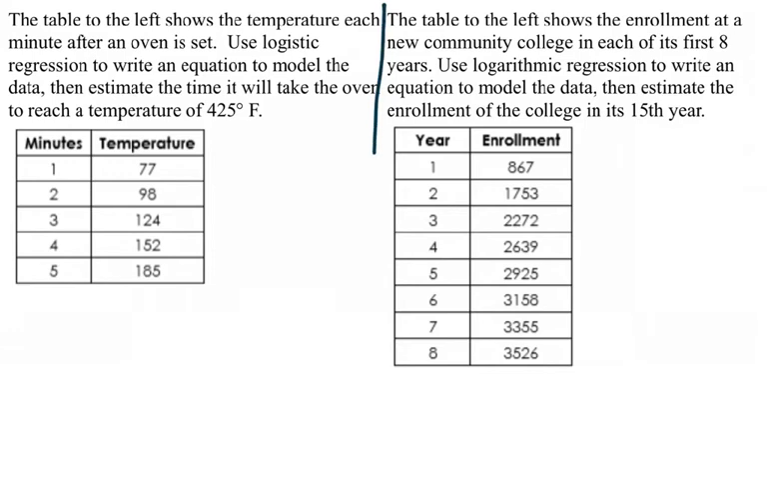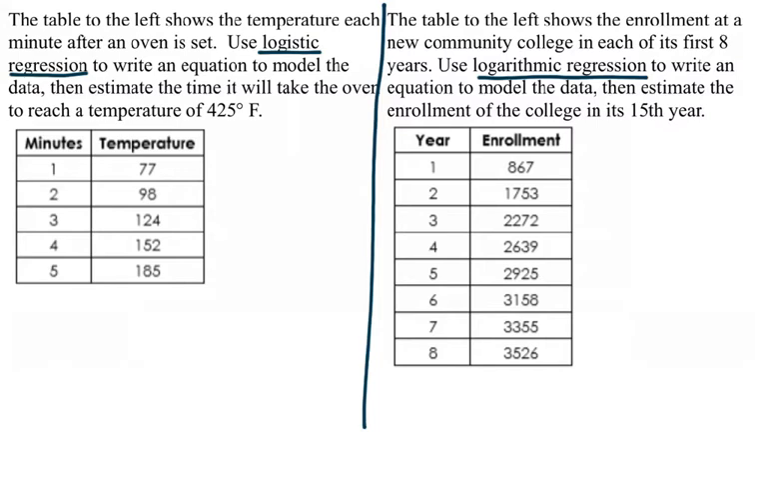Alright. So here's two more examples. This one tells you to use a logistic regression, which is nice. And then the next one's going to tell you to use a logarithmic regression. So make sure that you do notice that there's a difference in those words, that's a difference in those formulas. Okay, so the table shows the temperature each minute after an oven is set. Use a logistic regression to write an equation to model the data, then estimate the time it will take the oven to reach a temperature of 425.